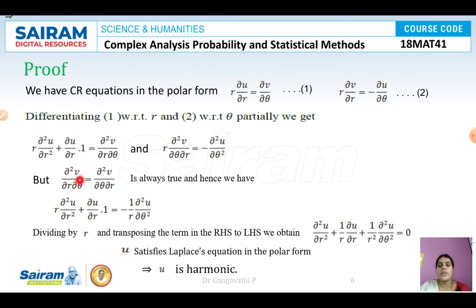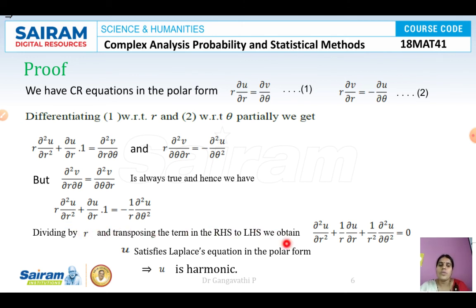And we also know that dou square v by dou r dou theta is dou square v by dou theta dou r. This is always true for Cartesian as well as polar form. So with this result, we are going to use that here and here. We get r into dou square u by dou r square as it is, and dou u by dou r as it is, and this term we are going to replace by transferring r towards this side, and we will get this result. That is minus 1 by r into dou square u by dou theta square. And now divide throughout by r.